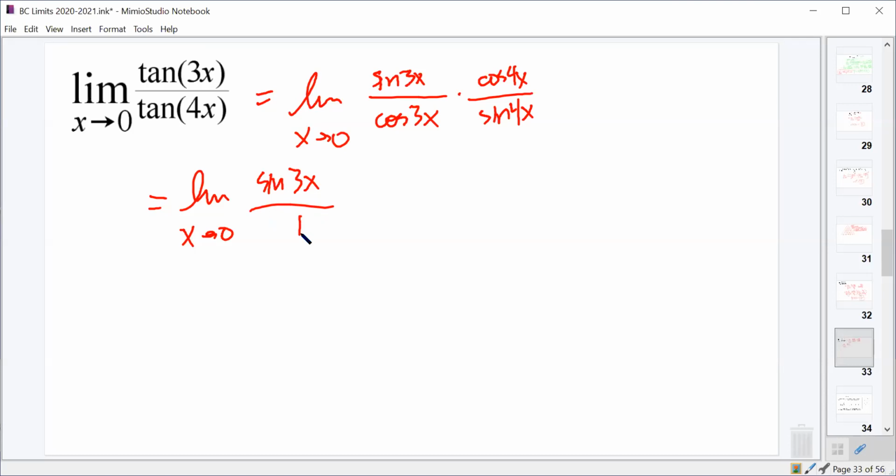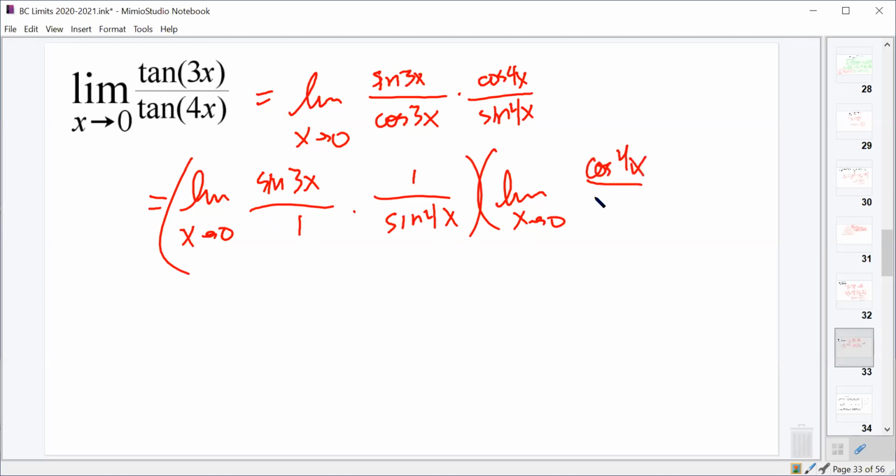So if I rewrite this like that, I could separate the cosines into their own limit. And I don't need to separate them out within that limit because if I just plug in 0 to cosine 4x, I get 1. And if I plug it into cosine 3x, I get 1. So this is just 1 over 1 or just 1. So that's all we're looking at there for the cosine piece.